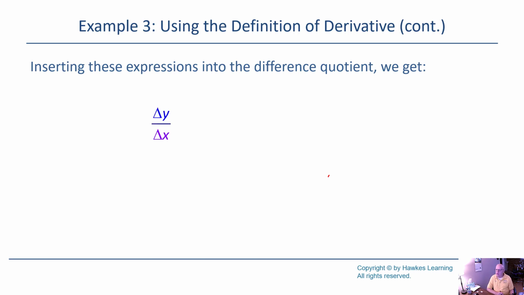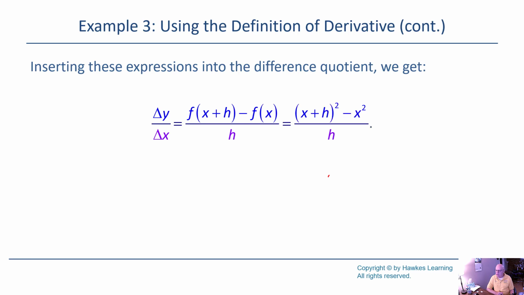There's our difference. There's our slope. There's our difference quotient. And there it is with x plus h, and the x put into x squared, our function. That's what it looks like. We'll need to expand the x plus h quantity squared.